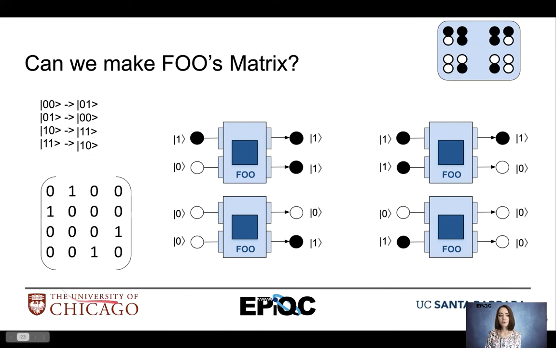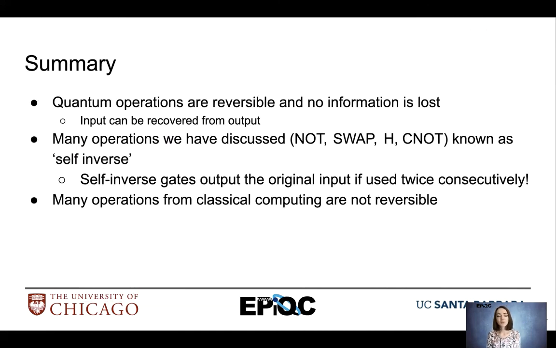To conclude, we learned that quantum operations are reversible so that no information is lost. Many operations we've learned about in class, such as the NOT, swap, H-gate, and CNOT, are known as self-inverse. So what does this mean? This means that we can recover our original input if we use that gate twice consecutively. Many operations that we're familiar with from classical computation are not reversible.